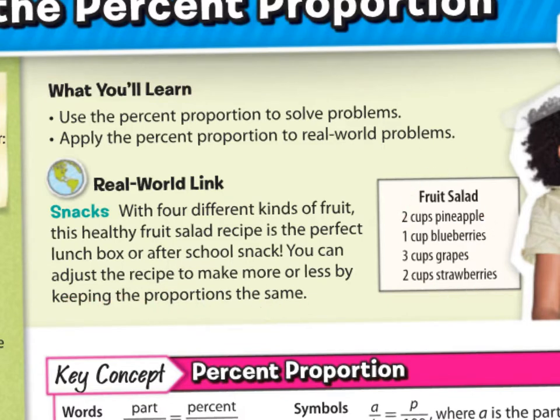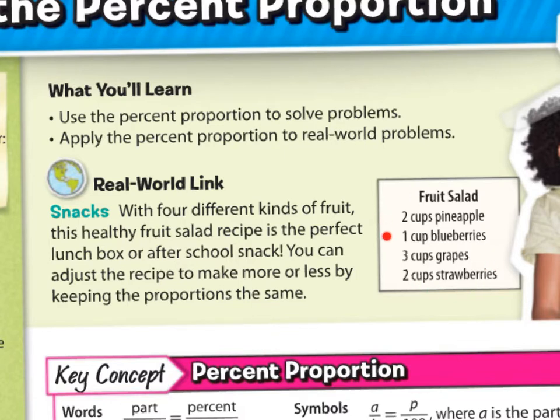So here we have a fruit salad: 2 cups of pineapple, 1 cup of blueberry, 3 cups of grapes, 2 cups of strawberries. Let's say you wanted to make double the amount of salad by keeping the same proportions. Well, you would have to just simply double everything. So 4 cups, 2 cups, 6 cups, and 4 cups of strawberries, right? You would essentially just double everything.